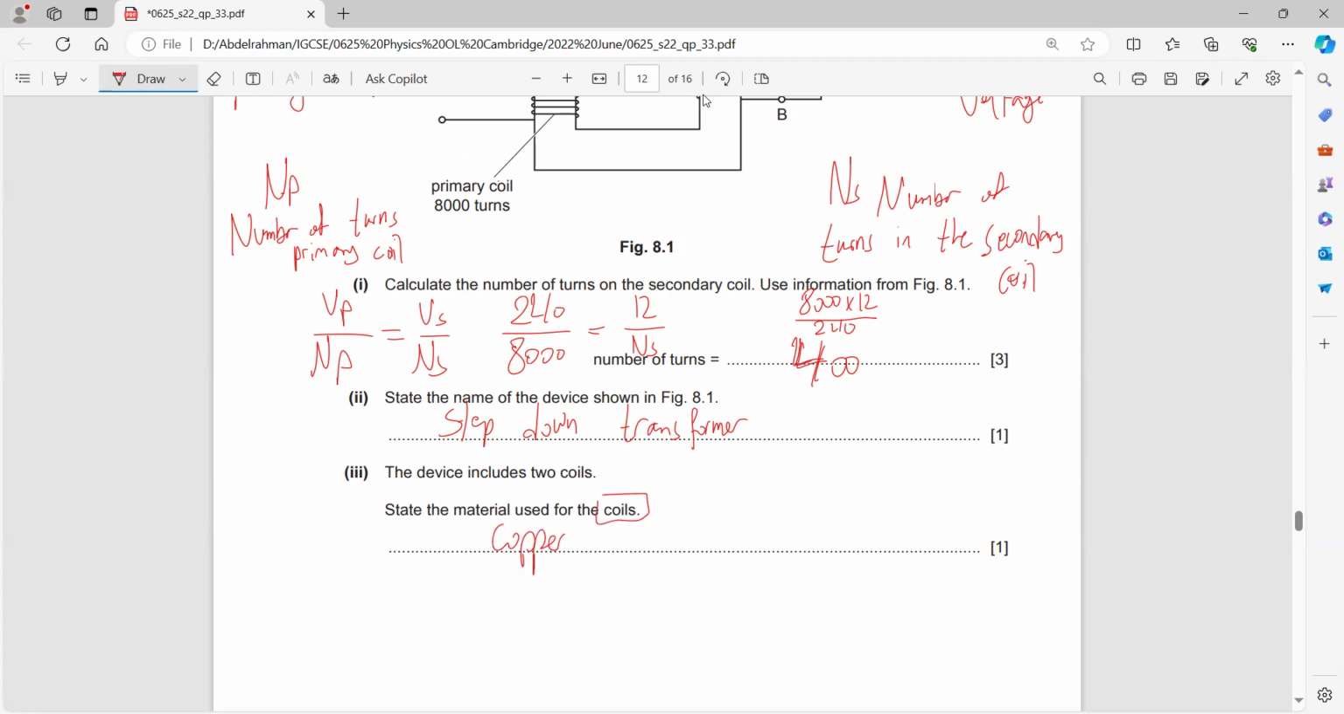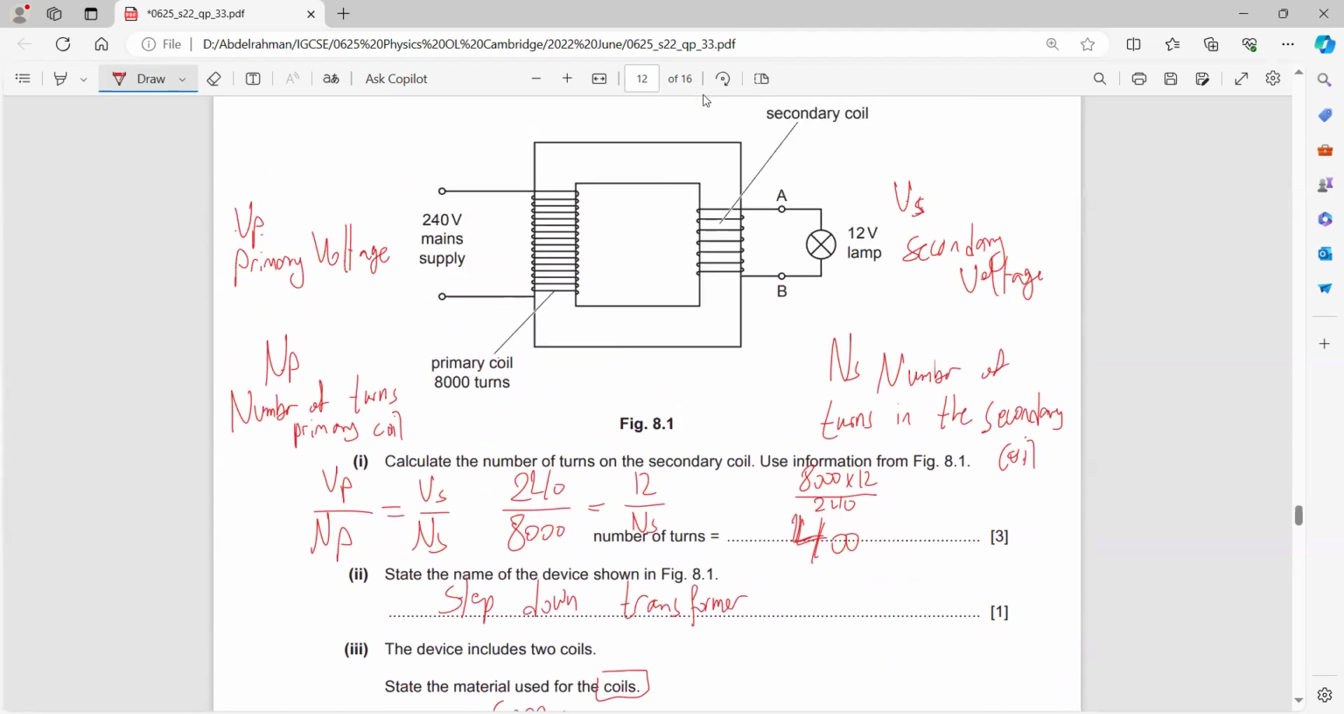What if I say what is the material used for the core? Iron. Here I have to use iron, but usually the coils are made of copper. If you say iron for the coil it would be wrong.